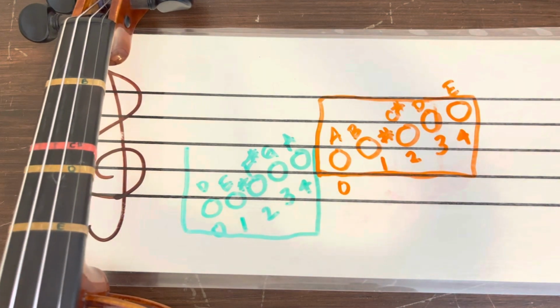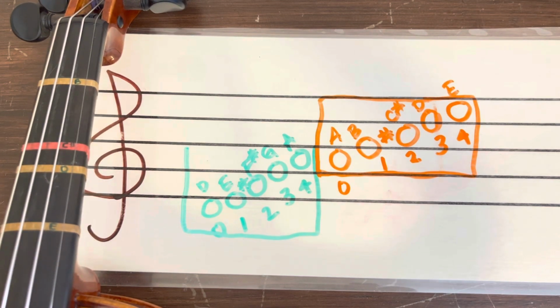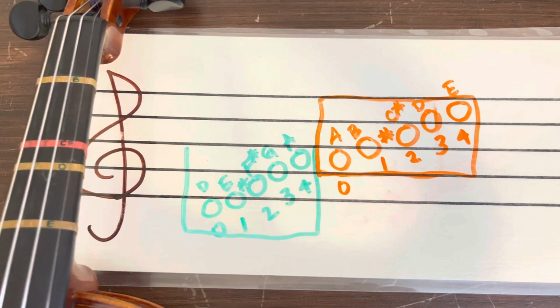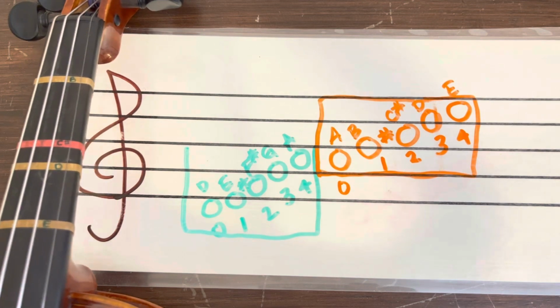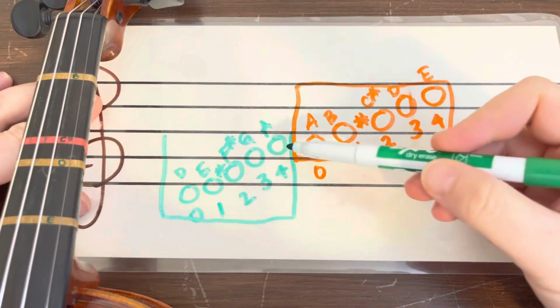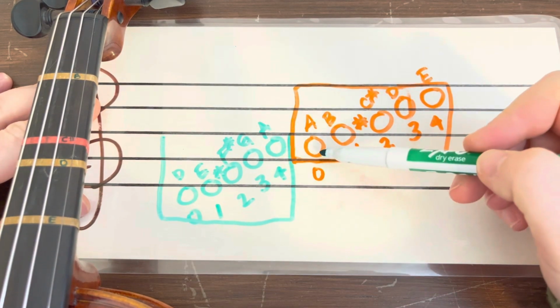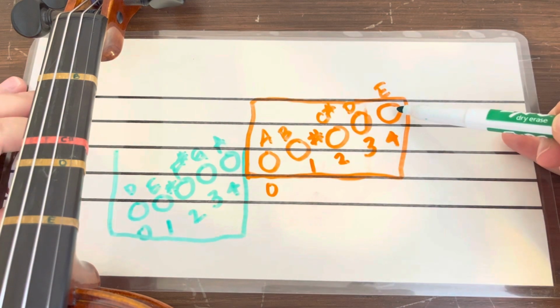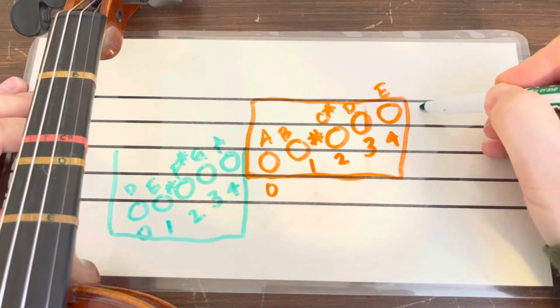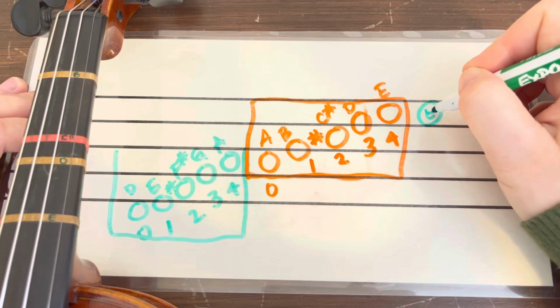Now when we learn our other strings, it's important to know where those notes are going to be. So the E string is our highest string, and so they are going to be above our E string. And remember how we said that fourth finger and open are the same note. Fourth finger A is the same as open A. Fourth finger E is the same as open E.